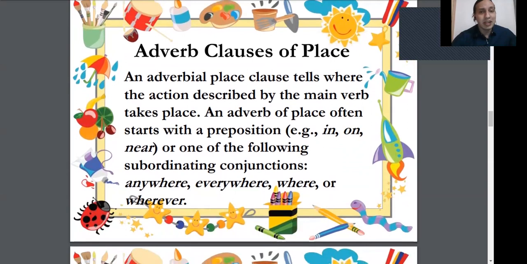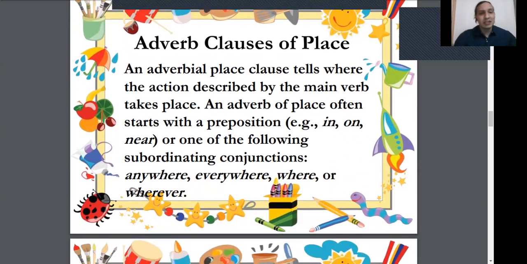Adverbial clauses of place. Those are some of my favorites. An adverbial place clause tells where the action described by the main verb takes place. An adverb of place often starts with a preposition, for example, e.g. means example. So don't get confused. For example, in, on, or near. Or one of the following subordinating conjunctions: anywhere, everywhere, where, or wherever.